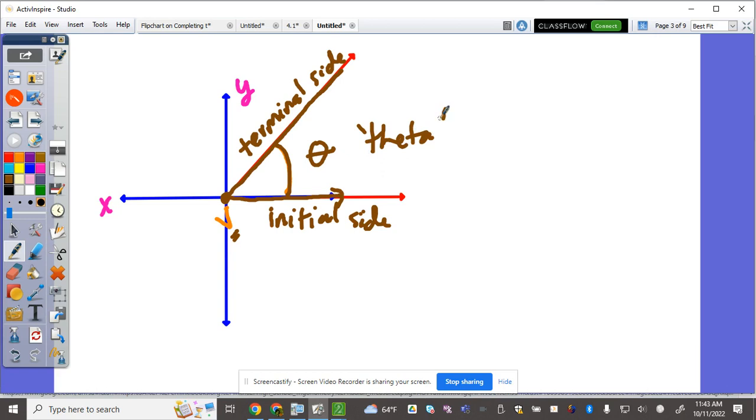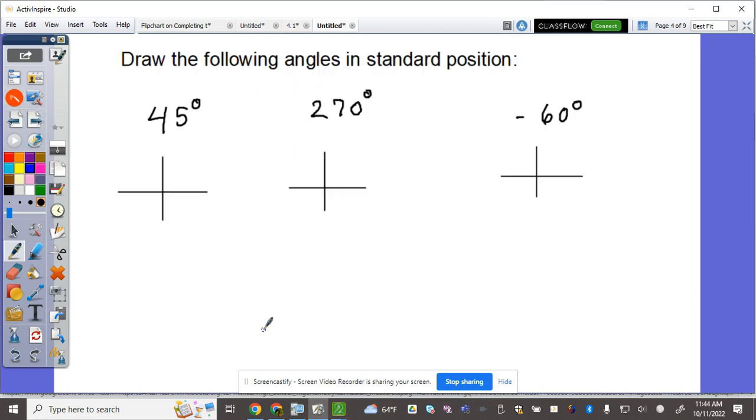The measure of an angle is determined by the amount of rotation from the initial side to the terminal side. So meaning, if you have your initial side here, that's your IS, initial side, and let's say this is your terminal side, TS. The movement from the initial to the terminal side determines the measurement of an angle. So sometimes it creates an obtuse, acute, or right angle, or it could be a straight angle, or it could be more.